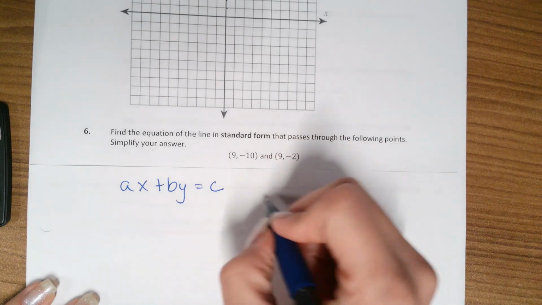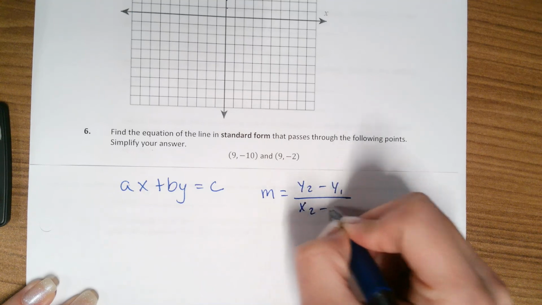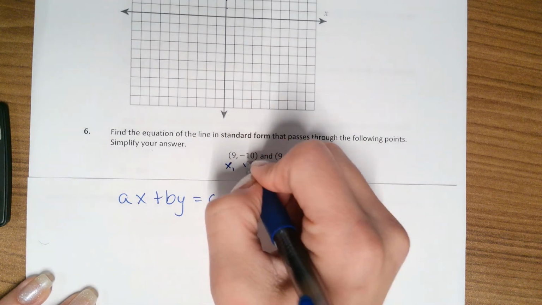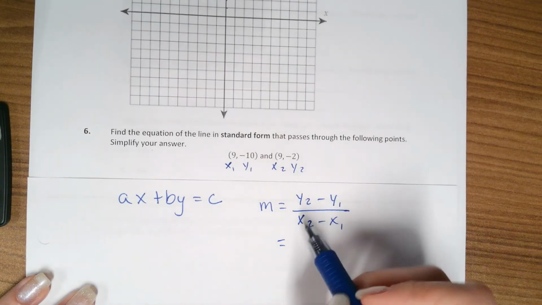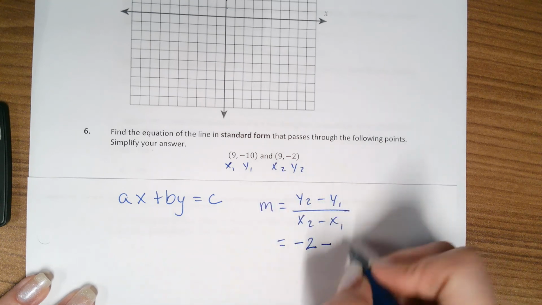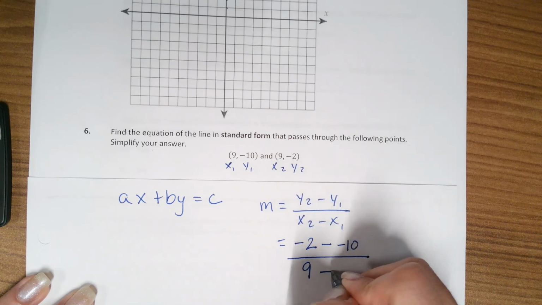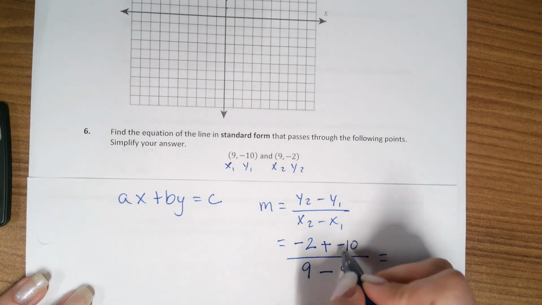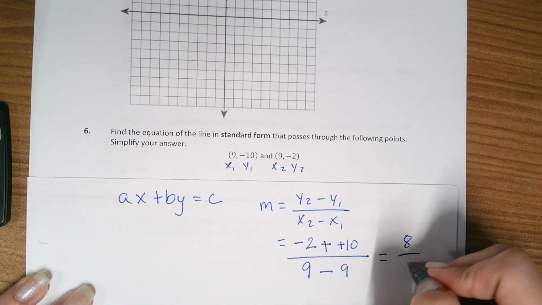So I'm going to start by using the slope formula. M equals y2 minus y1 over x2 minus x1. And I'm going to label this. This is x1, y1, x2, y2. So let's plug the values in. So y2 we said was negative 2 minus, as part of the formula, y1 is negative 10 over x2, which is 9, minus x1, which again is 9. And let's simplify. A negative and a negative make a positive. Negative 2 plus 10 is positive 8. And 9 minus 9 gives me 0.